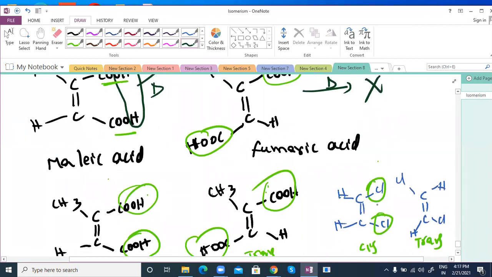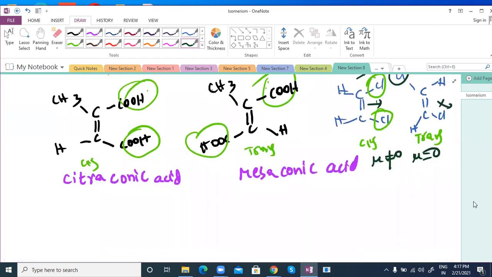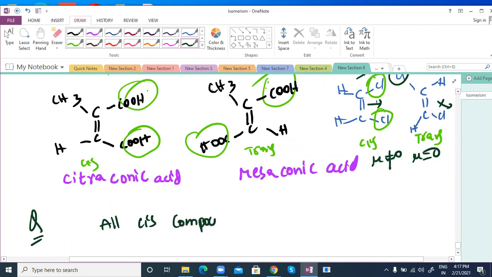Here both chlorines are on the same side, so a net dipole moment should be there. But here both chlorines are in opposite directions and the net dipole moment is going to be 0. Yeah, sir, this mu is not equal to 0. So trans compounds have 0 dipole moment, but cis have non-zero dipole moment. Suppose I am giving one question, is it true or false? You can give the statement: all cis compounds have more dipole moment, more mu, than trans.